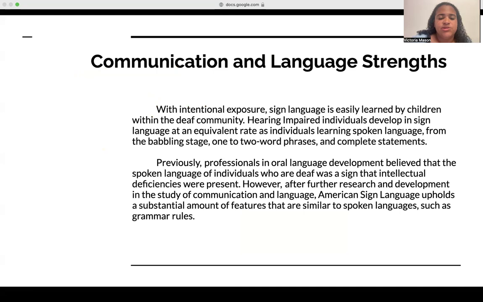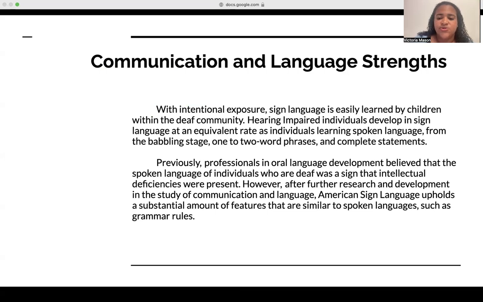So next, we're going to discuss the communication and language strengths, challenges, needs, and interventions. With intentional exposure for strengths, sign language is easily learned by children within the deaf community. Hearing impaired individuals develop in sign language at an equivalent rate as individuals learning spoken language, from the babbling stage, 1 to 2 word phrases, and complete statements.